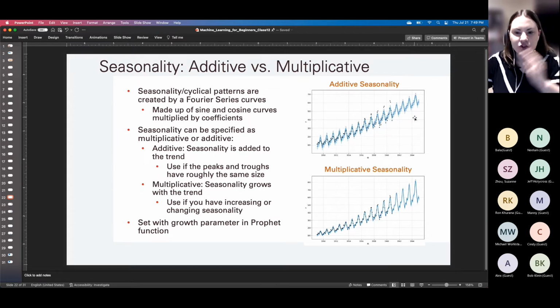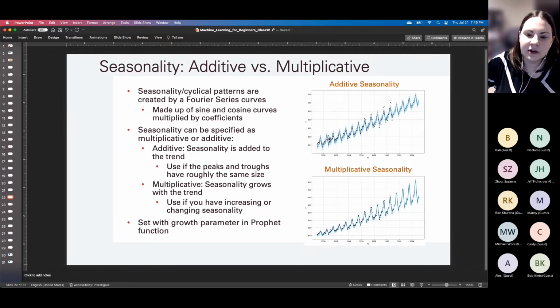Additive up here, we're seeing a trend. This has nothing to do with trend. This is only looking at the actual changes or oscillations themselves. We see here that over time, those oscillations are staying pretty consistent. They're not getting larger or smaller over time. When we have multiplicative seasonality, the oscillations are actually getting bigger over time as time passes. So I guess a great way to say this is: seasonality is added to the trend versus seasonality grows with the trend.